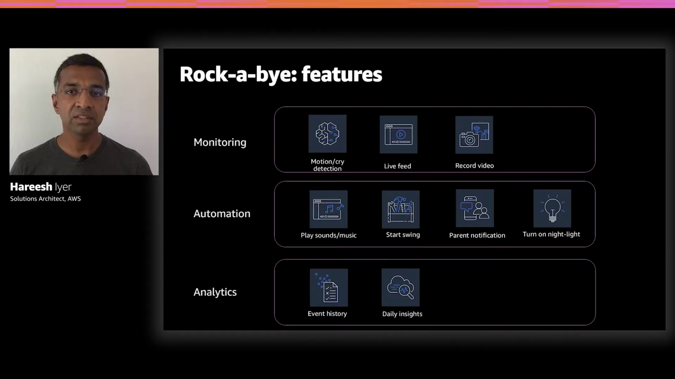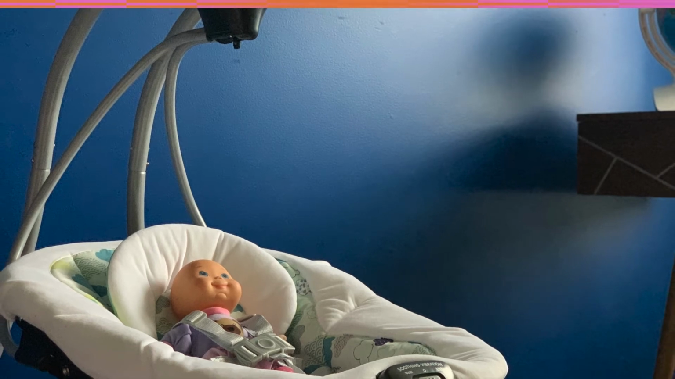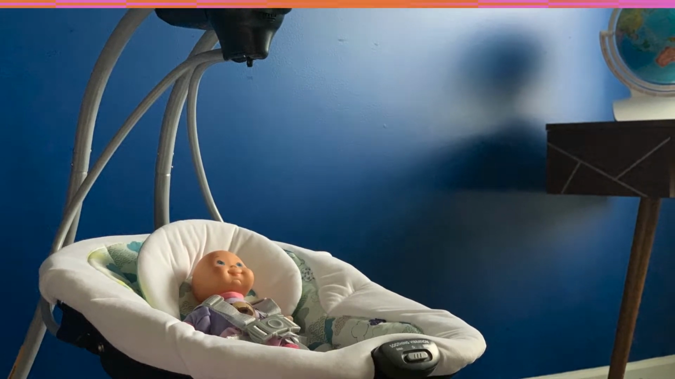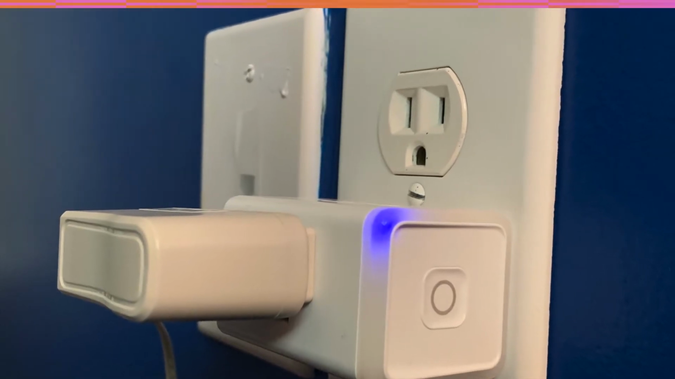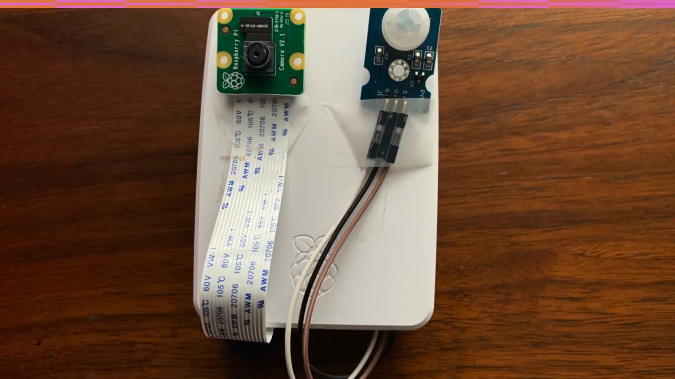Let's see this in action. Here is the baby room setup. I'm using a regular swing with a plug-in option, and it's attached to a Wi-Fi connected plug. I also have a lamp in the room with a smart light bulb. I'm also using an external speaker which is connected to the smart assistant.